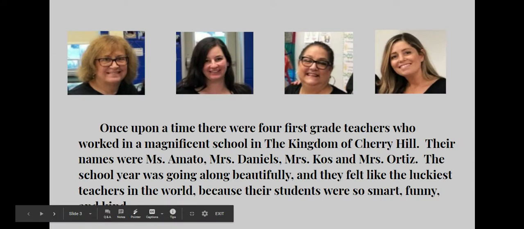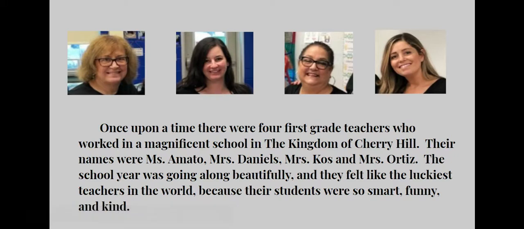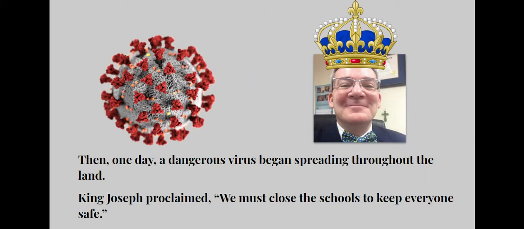Once upon a time, there were four first grade teachers who worked in a magnificent school in the kingdom of Cherry Hill. Their names were Miss Amato, Mrs. Daniels, Mrs. Cos, and Mrs. Ortiz. The school year was going along beautifully, and they felt like the luckiest teachers in the world because their students were so smart, funny, and kind.